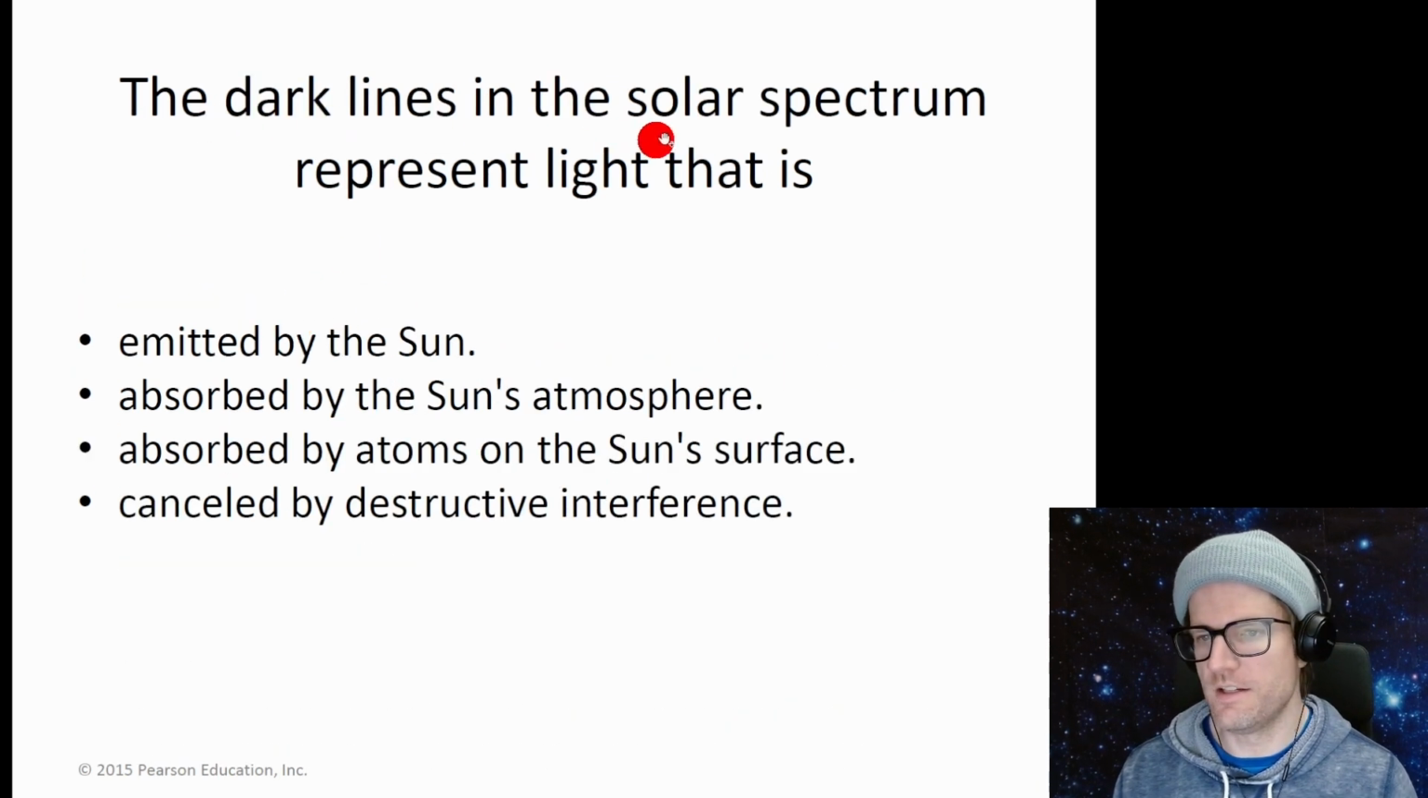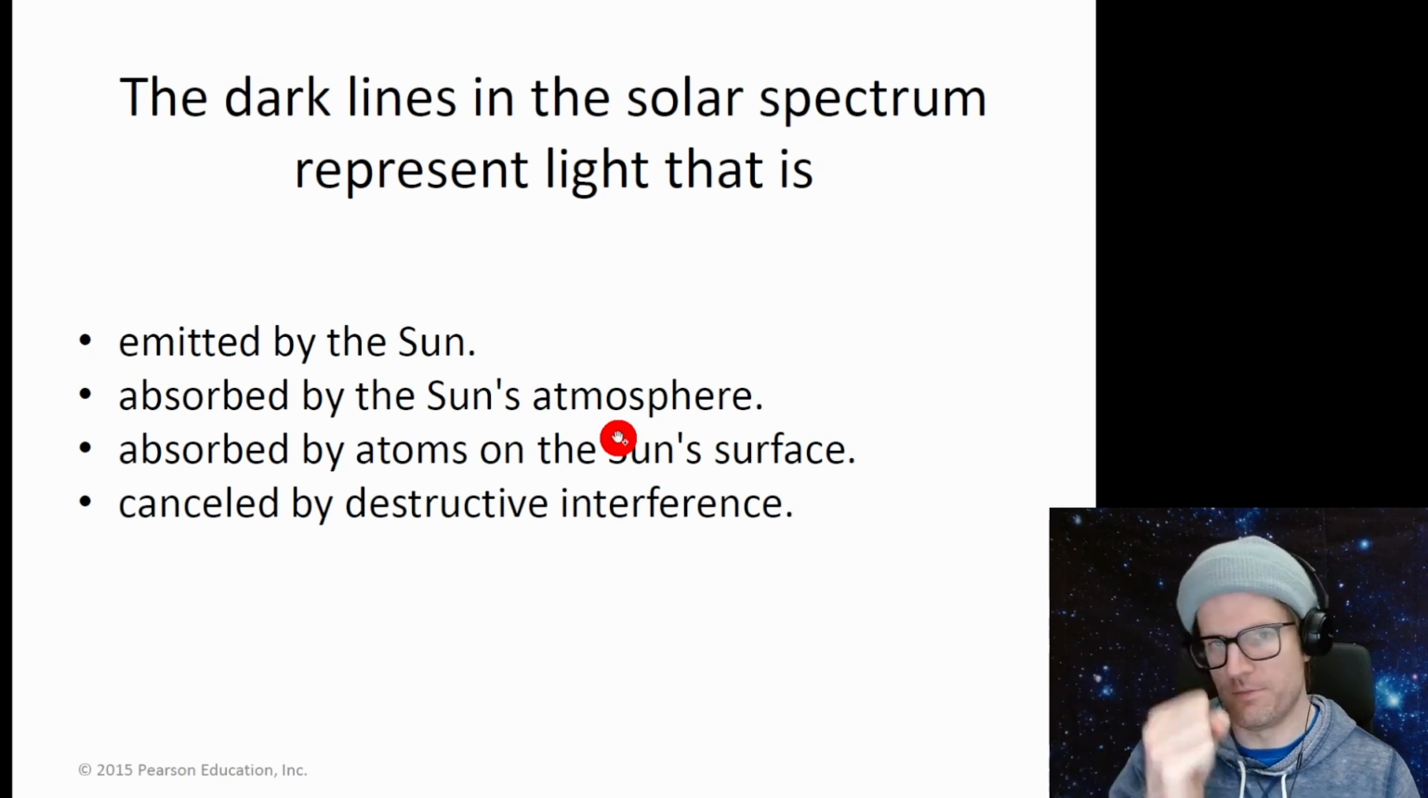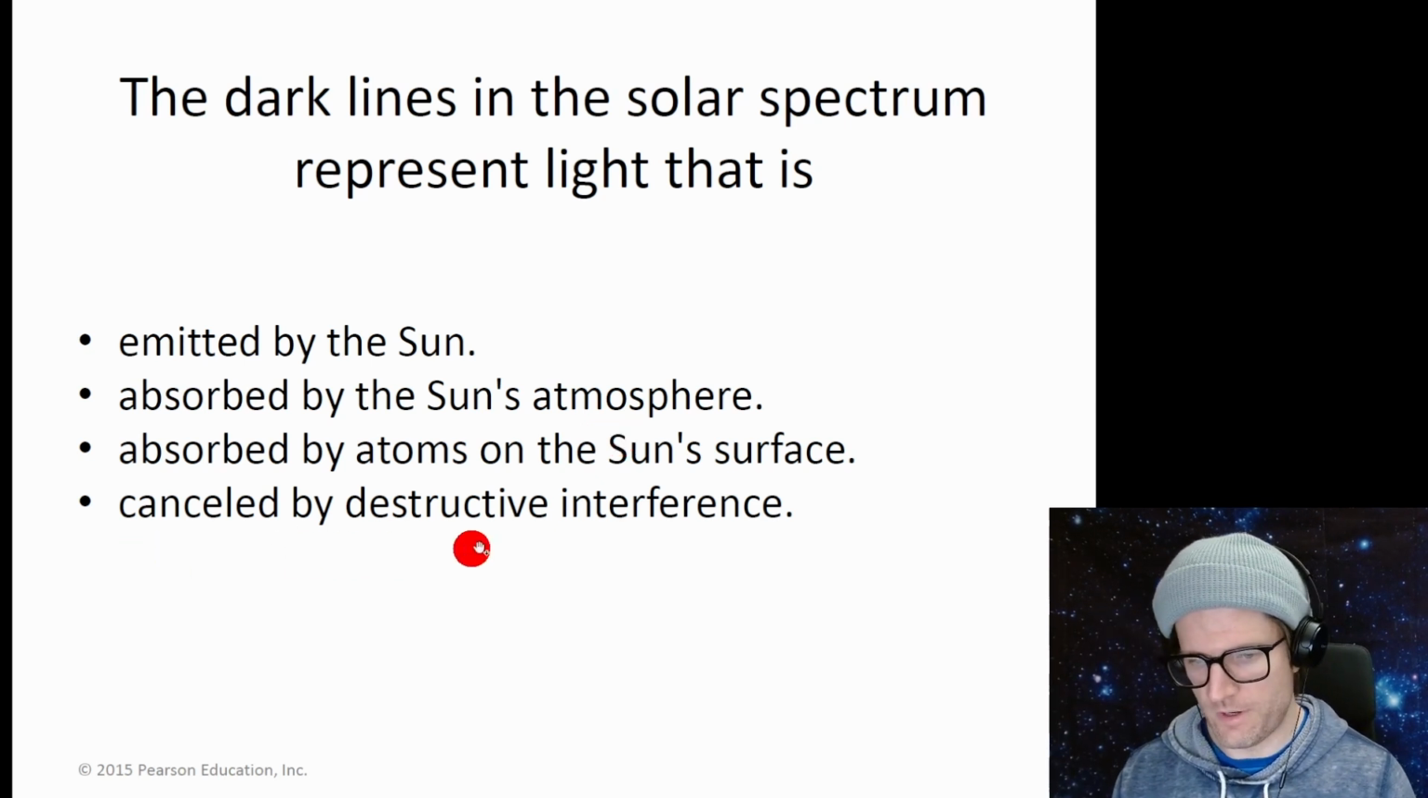The dark lines in the solar spectrum represent light that is absorbed, emitted. It's dark lines, so that's not emitted. Absorbed by the sun's atmosphere, that sounds good. Absorbed by atoms on the sun's surface, that also sounds good. But I suspect the atmosphere is the primary absorber. Canceled by destructive interference, that's not right. So it's got to be the second one.